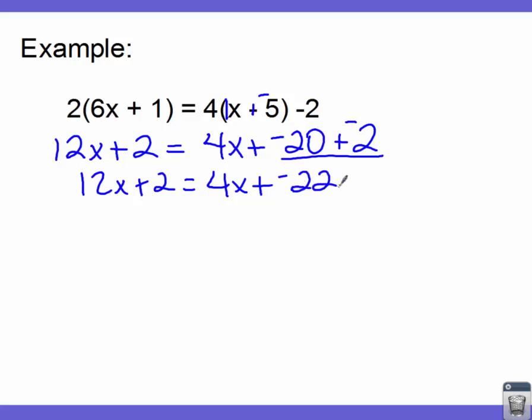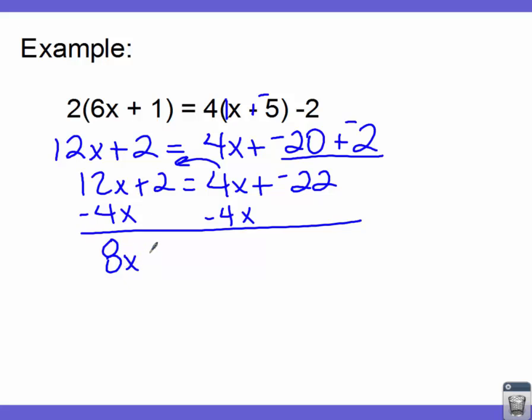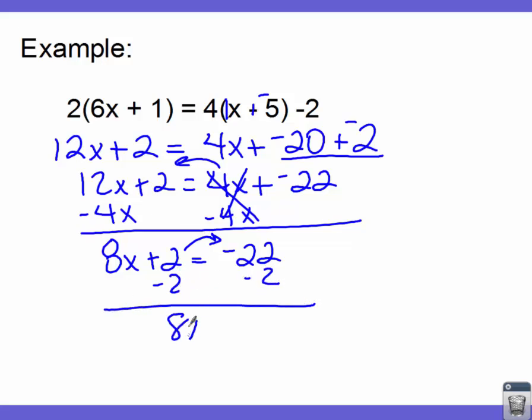So now I need to get my letters on one side. So I'm going to move the 4x to be with the 12x by subtracting 4x from both sides. We end up with 8x plus 2 is equal to, those go away, negative 22. So now I need to move the 2 over to be with the negative 22. So I subtract 2 from both sides. That gives me 8x is equal to, now negative 22 and minus 2 or negative 2 gives me negative 24. Now we divide by 8 on both sides, and we end up with x equaling negative 3.